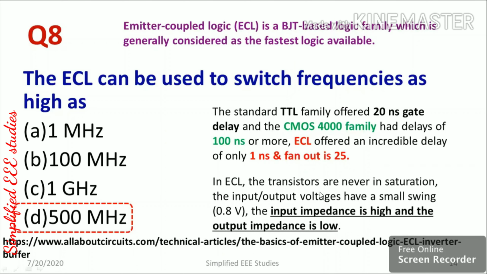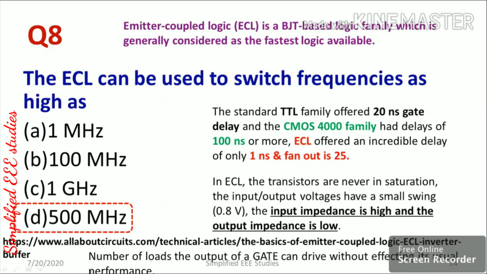Similarly, in ECL, the transistors never go into saturation. The input or output voltages have a small swing, around 0.8 volt. The input impedance is high and the output impedance is low in case of emitter coupled logic. I would like to explain what is fan out. The number of loads the output of a gate can drive without affecting its usual performance is known as fan out. The fan out of the ECL family is around 25. So this can be asked in other types of MCQs.